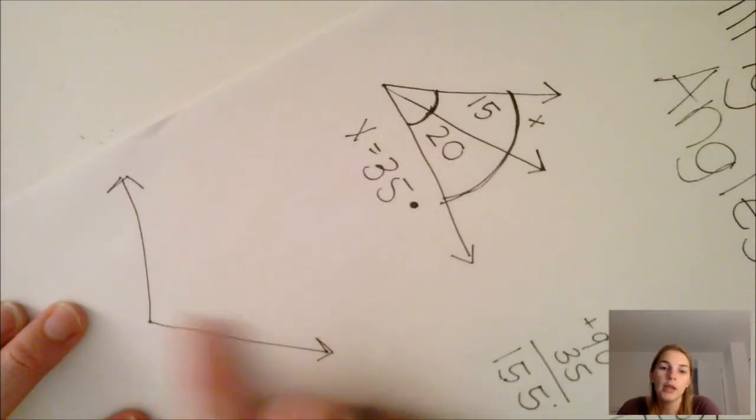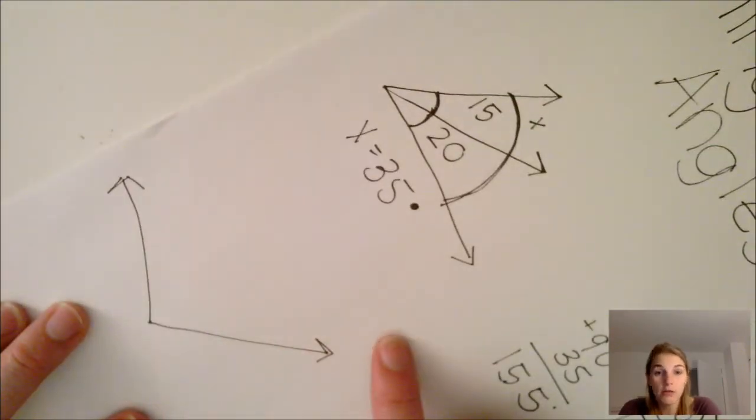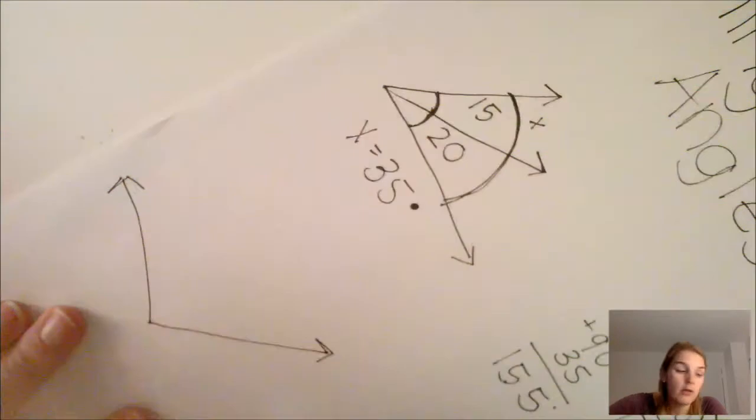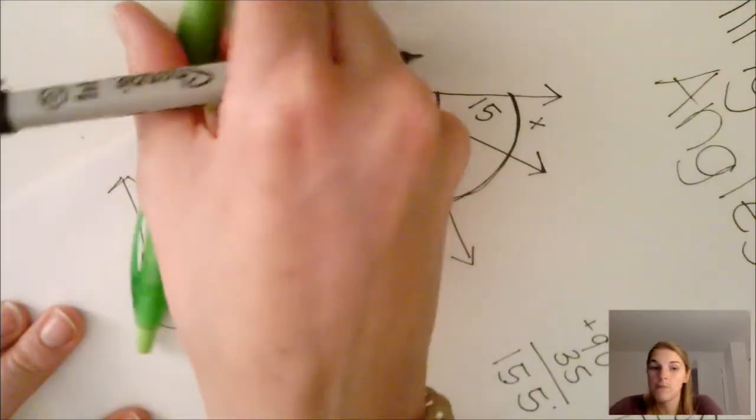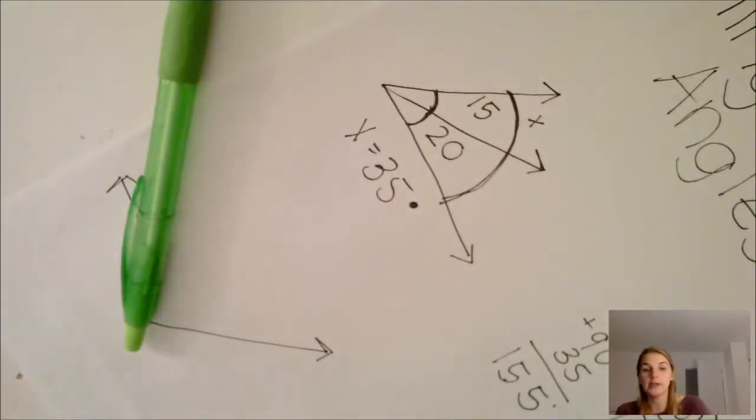So let's see here. I'm looking at our angle, and I can see that it's an obtuse angle because, remember, a right angle would be about like right here, because it's like an L. It has that perfect 90 degrees.